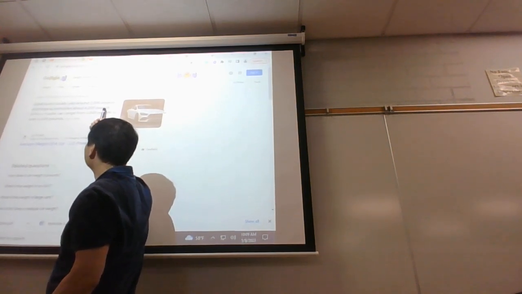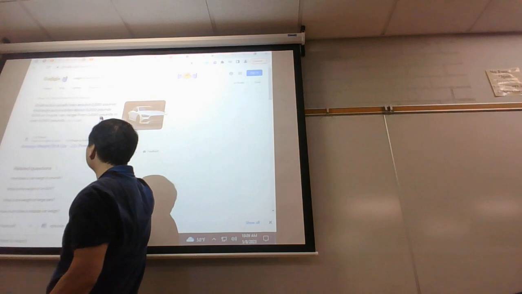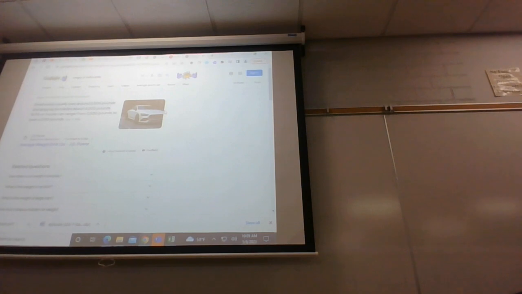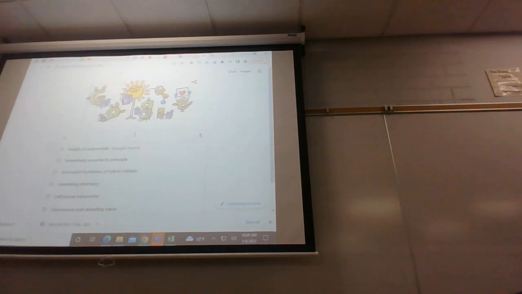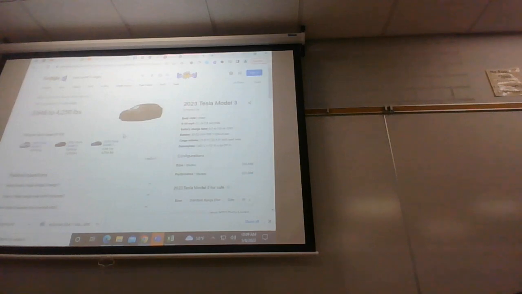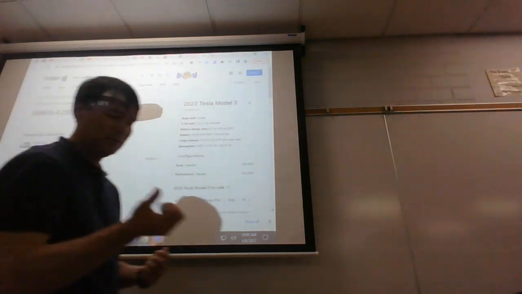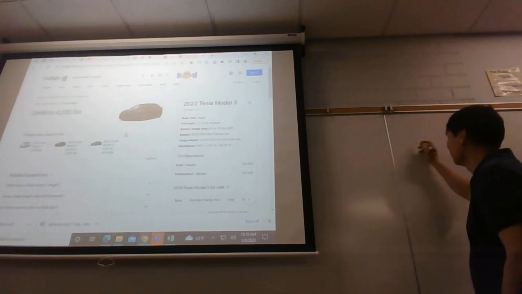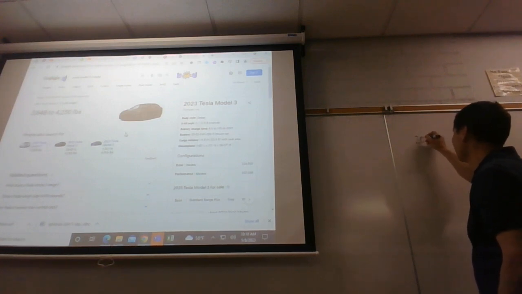So 2,500 pounds. Large automobiles 4,200. I wonder how much a Tesla weighs. About 1.5 to 2 tons. So we'll just say 4,000 pounds. 2 tons, that's pretty heavy. Should we do a small car? Probably a small car. So we'll do the Honda Fit, 2,000 pounds, let's say.